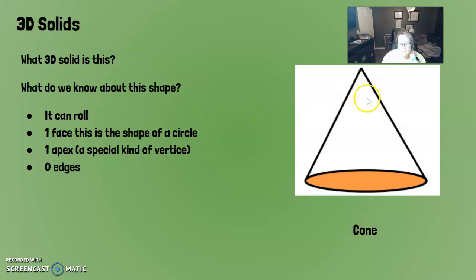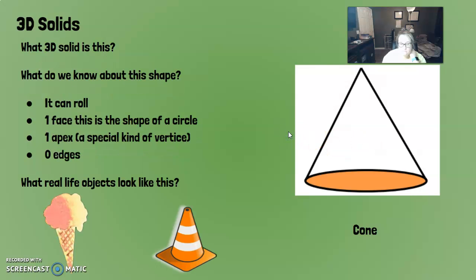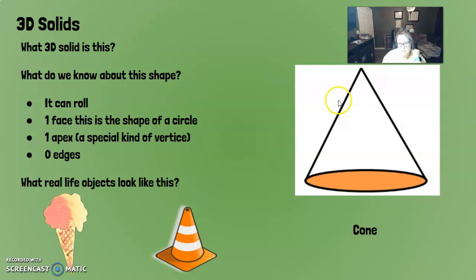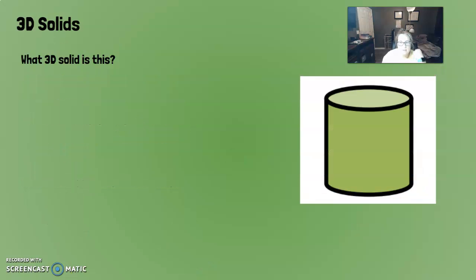Think about it. When have you seen this shape in real life? Well, I know that an ice cream cone looks like this. It's just the opposite. It's just upside down. And then I see some of these when I'm driving. I see a traffic cone. What other ones can you see? Those are good. Okay, what about this shape?